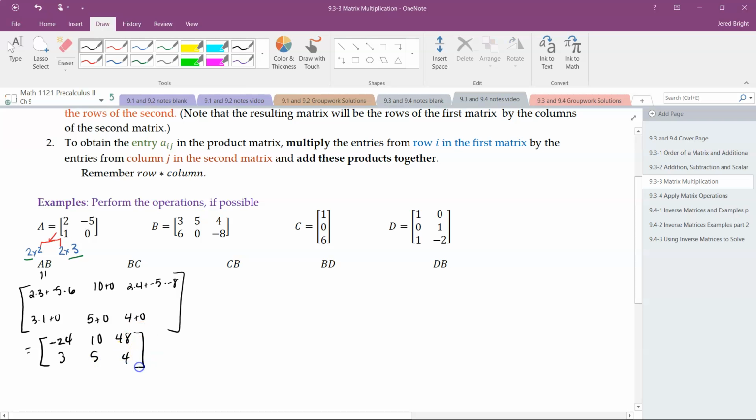For some of you, you don't need to do this intermediate step. You can jump right to the end, and that's perfectly fine. So moving on, we found AB.